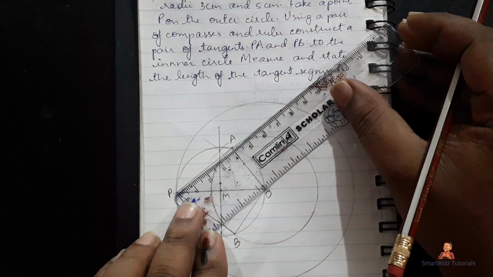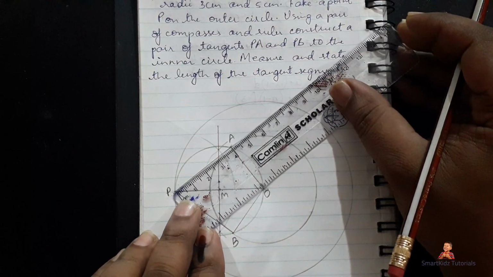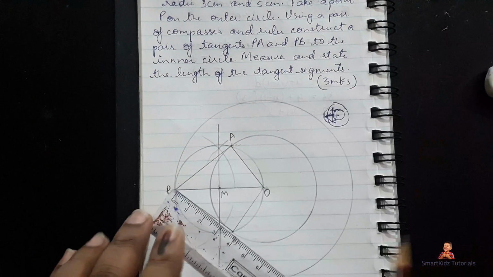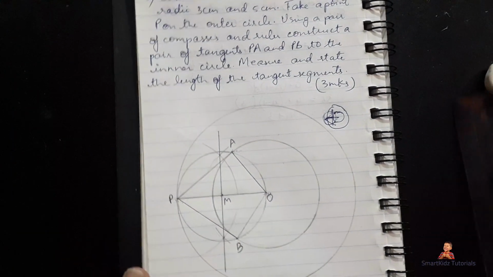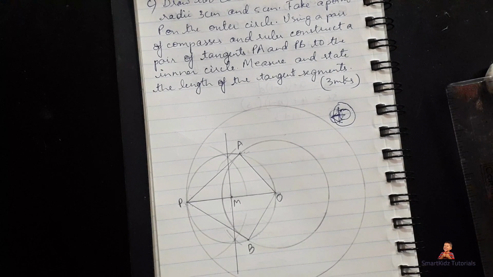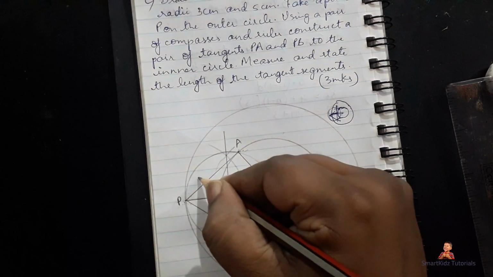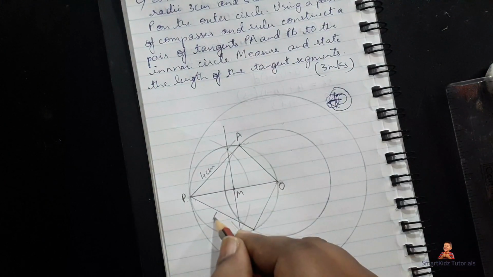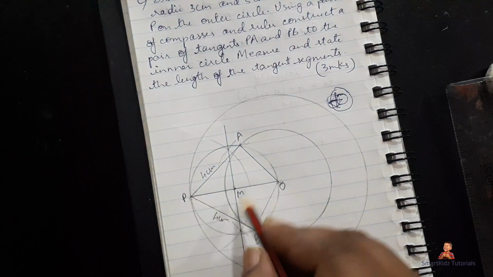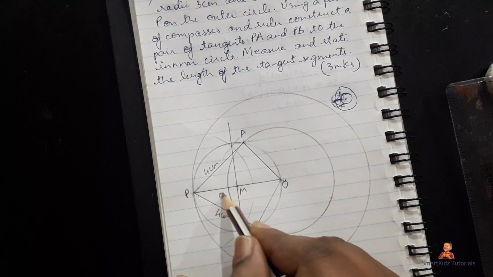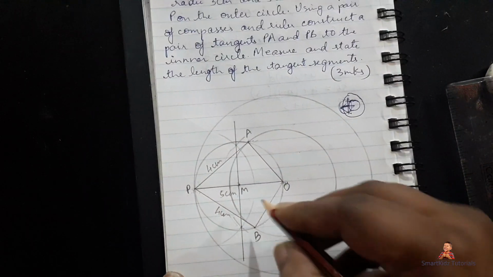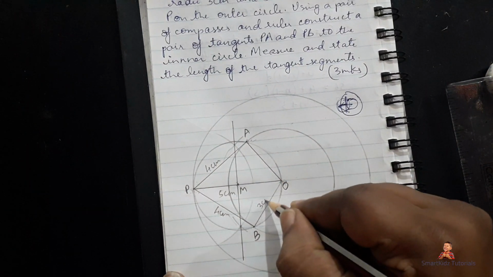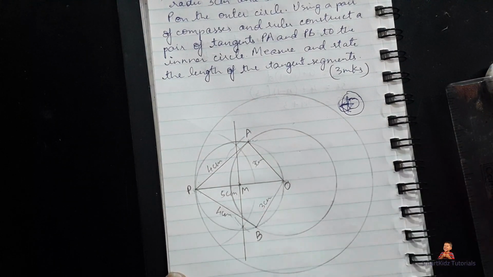So let's measure them. PA over here is 4 centimeters, and PB over here is also 4 centimeters. So our construction is correct. We just need to write some labels. This is 4 centimeters, this is 4 centimeters. This entire length OP becomes 5 centimeters. And OB and OA are 3 centimeters each. That is what we were given.